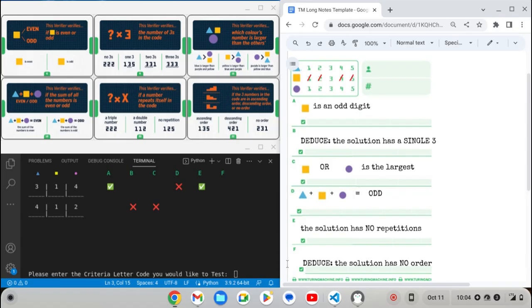Okay. Well, even though I deduced it, I'm going to test F and confirm that it's true. Yes, okay, it has no order. So now I'm going to a third round and I have no idea how to choose a proposal. I don't get it.